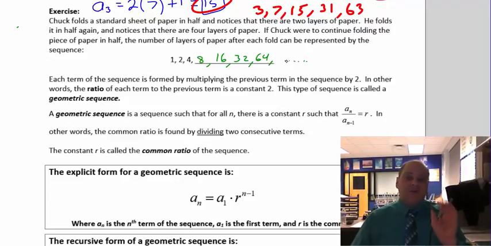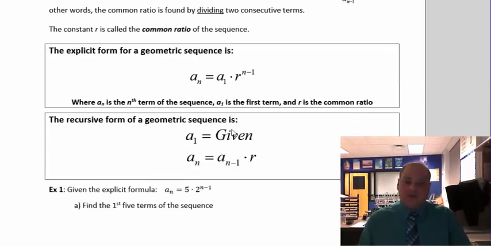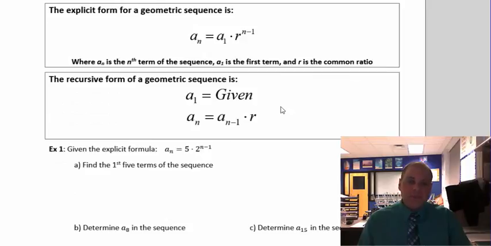This represents what's called a geometric sequence. Basically, you just keep multiplying by the same number each time. To get from here to here, you multiplied by 2. To get from here to here, it multiplied by 2. Here to here, multiplied by 2. Times 2, times 2, times 2. So R equals 2. R is the ratio that you're multiplying by. Okay, that's how a geometric sequence works.